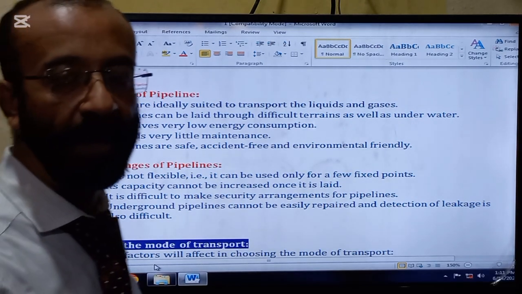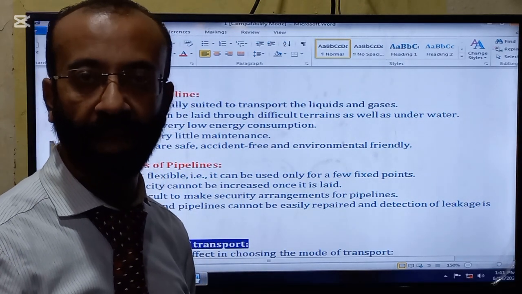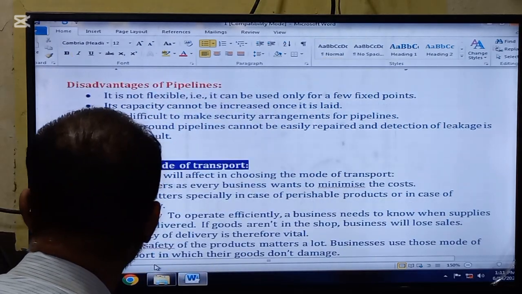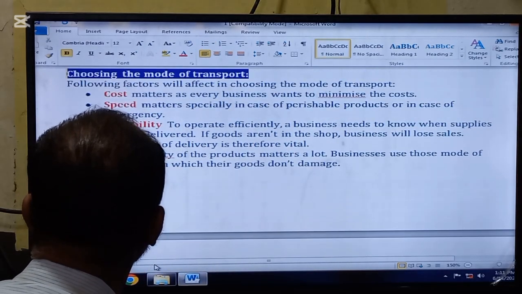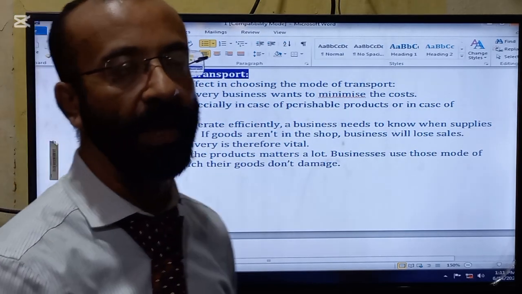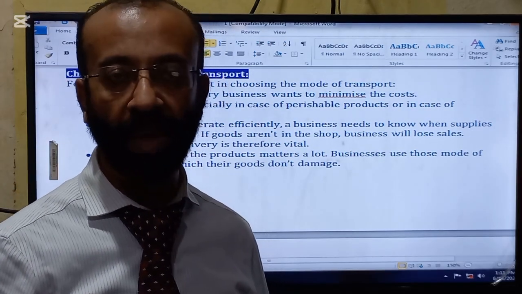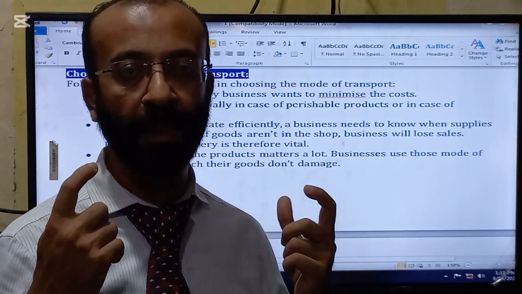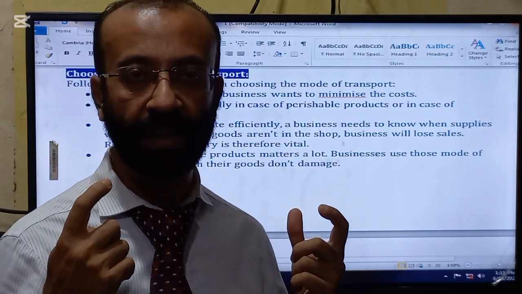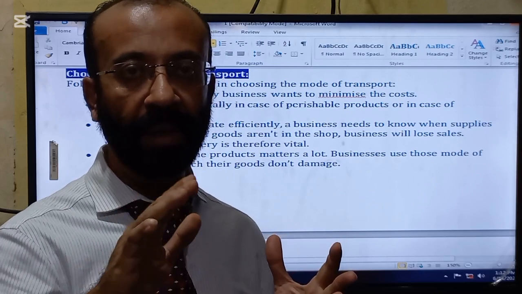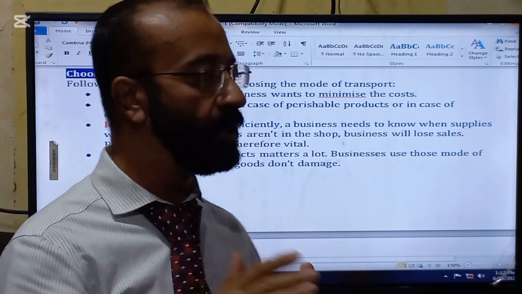So these were some of the modes of the transport and their advantages and disadvantages. And the final topic which we are going to read is choosing the mode of the transport. So definitely whenever a business or a person chooses a mode of the transport, some factors come into the mind of the person or business. So what are they on which the mode of the transport is chosen?